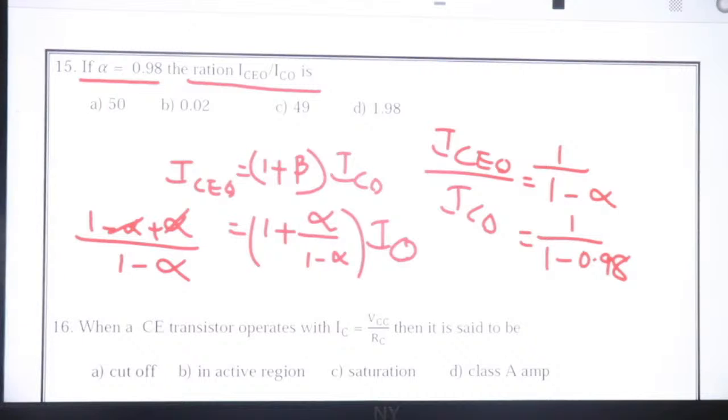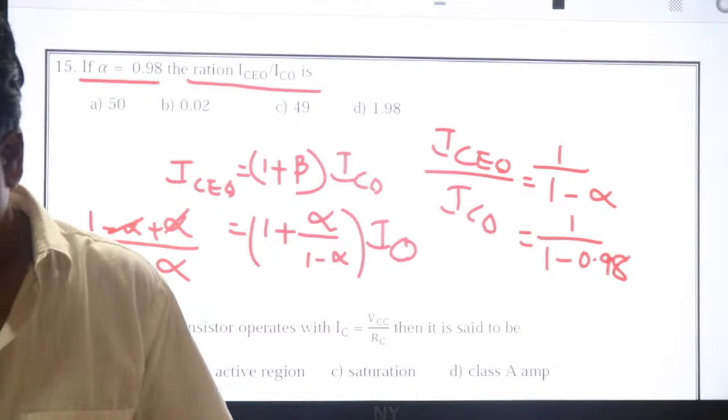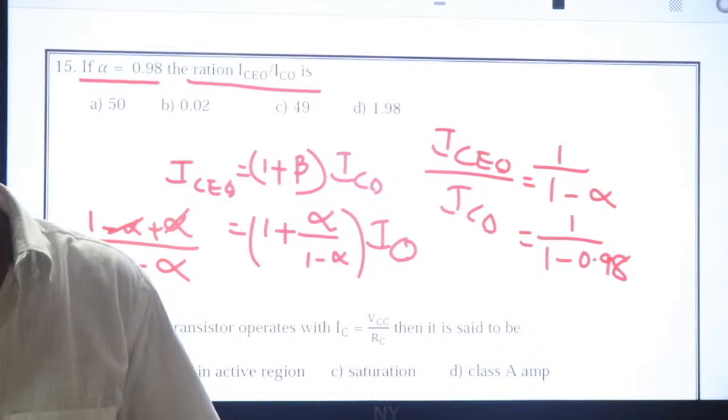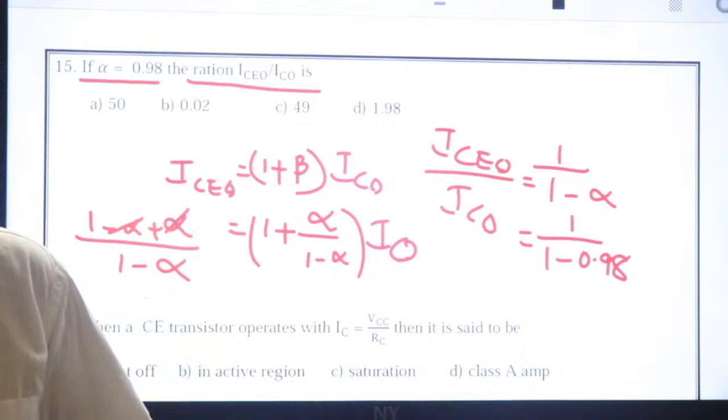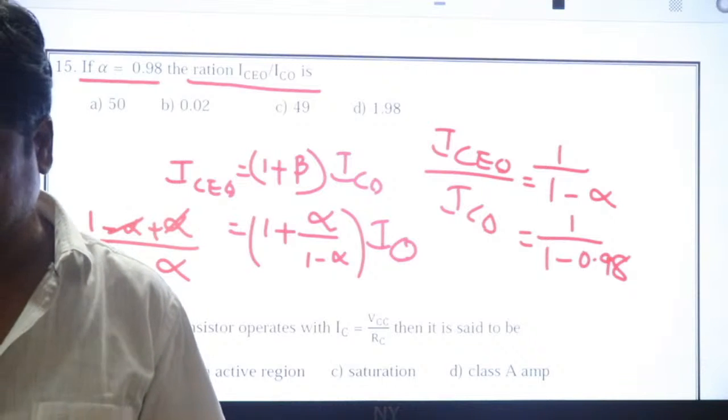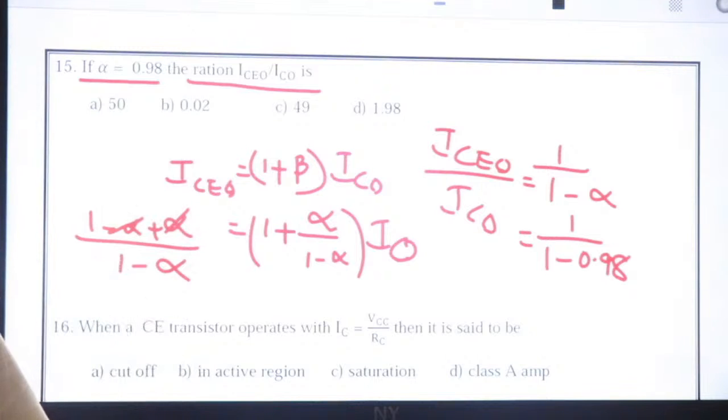Okay? Screen is not clear? Jilani, once check the screen, they told.